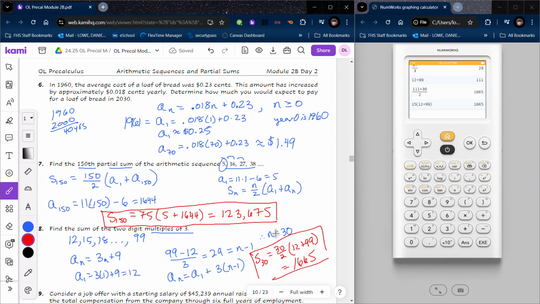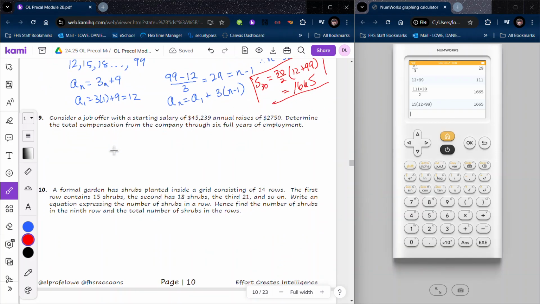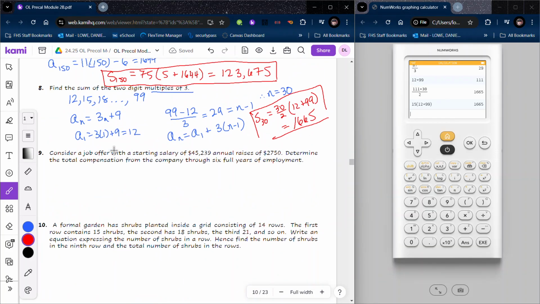All right, let's continue with another couple of questions to wrap this up. So, consider a job offer with a starting salary of $45,239, annual raises of $2,750. Determine your total compensation through 6 full years of employment.